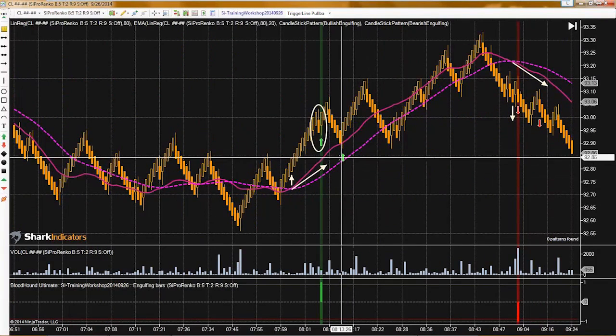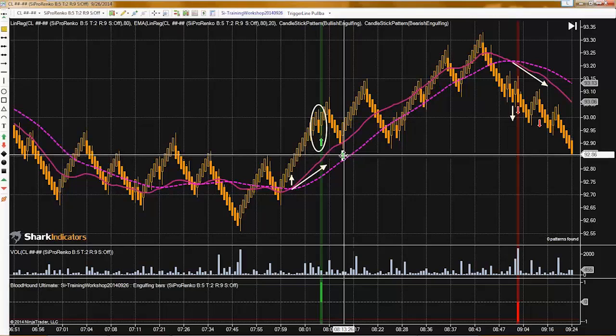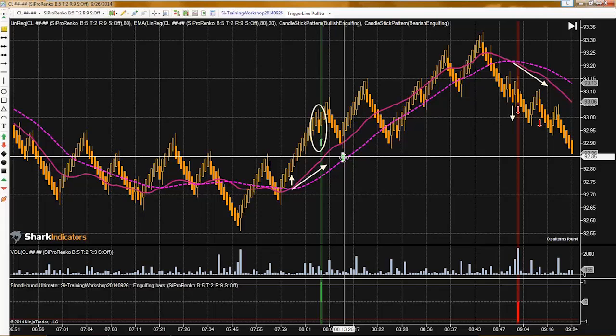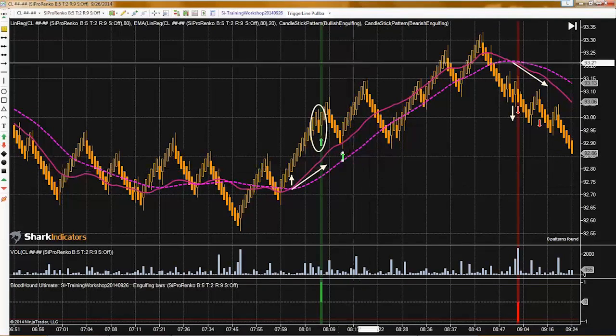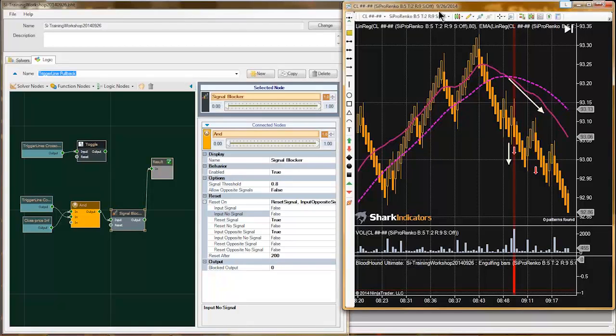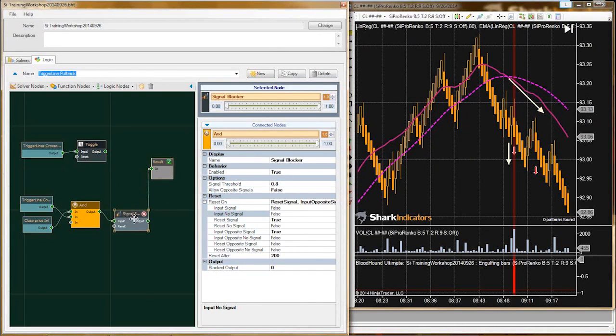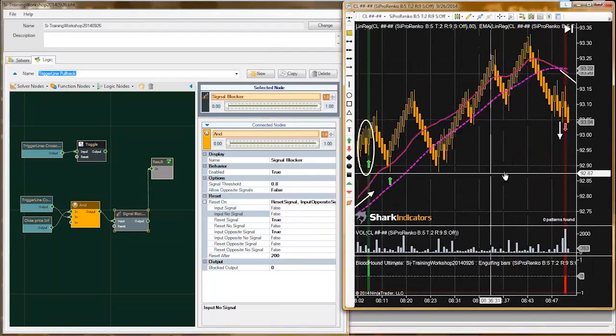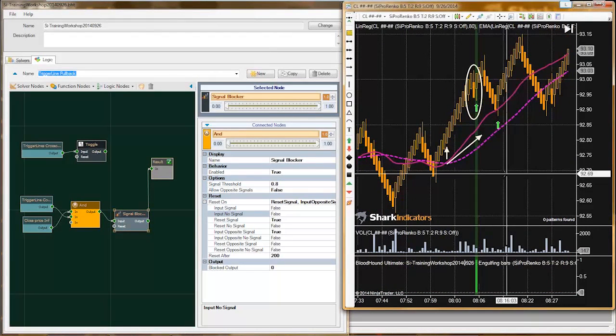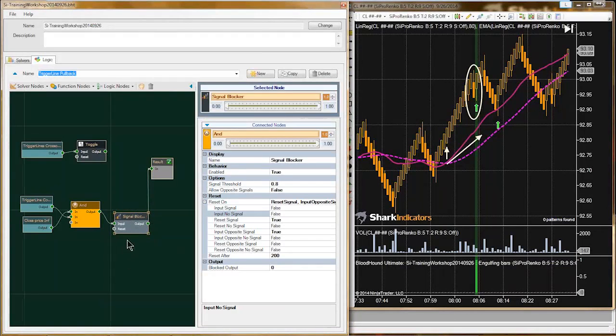All right, let's say we want to modify this, and let's say we want to see 2 pullbacks. Maybe we're interested in trading 2 pullbacks, not just one, so we'll let the second pullback go through as well, and we'll block the rest. Let me think about this for just a moment. What we're going to need to use is the reset function on the signal blocker.